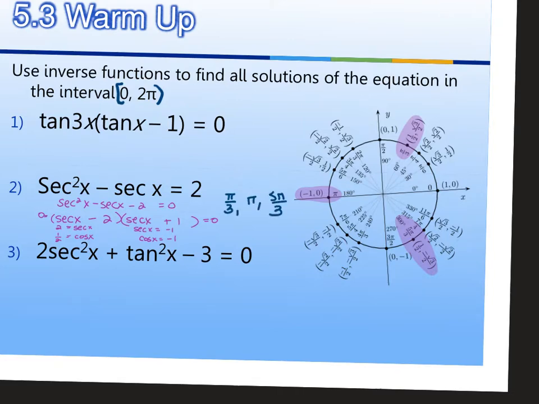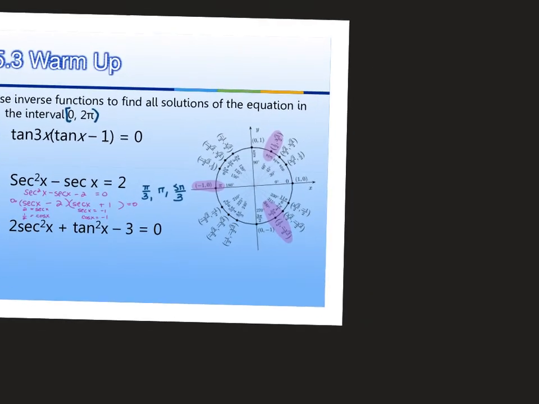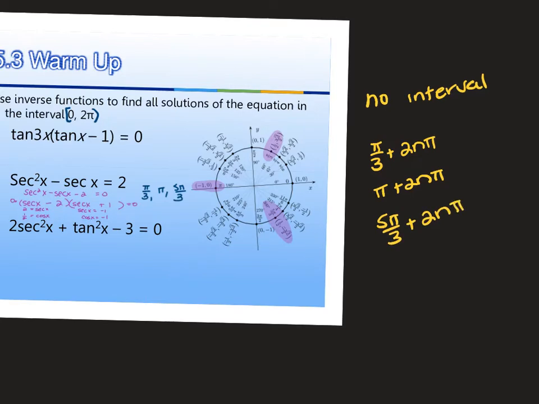Now, if it had not said to restrict it to the interval, so if there was no interval there, because this is cosine, I would have taken each of those and I would have added 2n pi. So it's important to know both because you can get both sets of instructions on your quiz, or one and not the other. So that's how I would get it wrong on the homework.